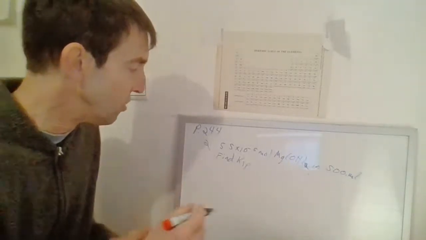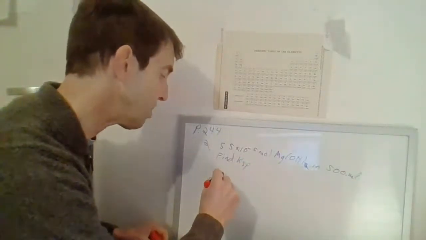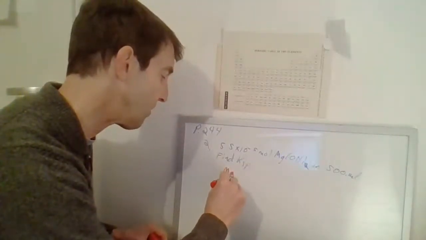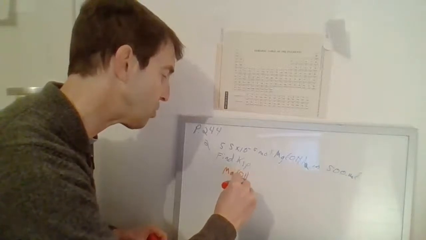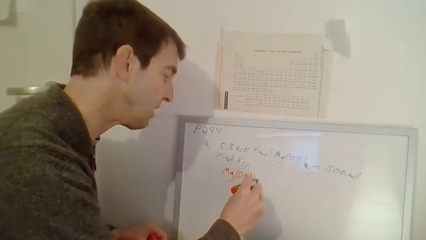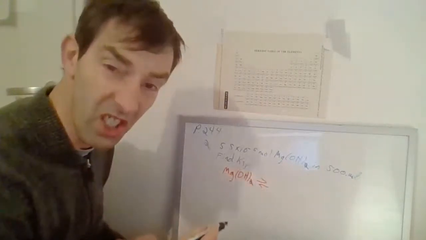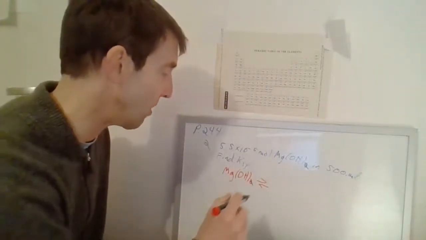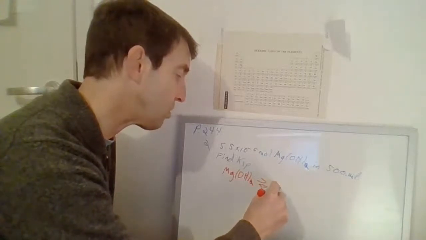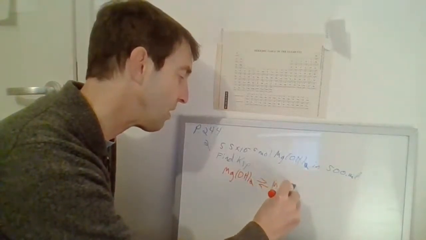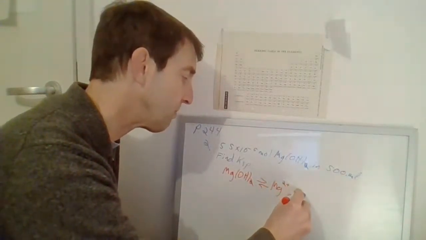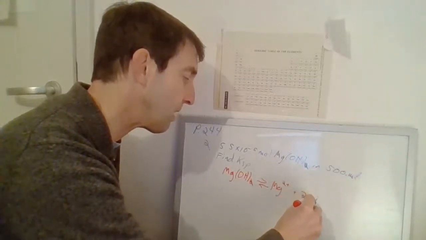What you do is you take it as a solid, Mg(OH)2 in this case, and show the sucker breaking up into parts. Show it dissociating, right? Falling apart. So I got Mg2+ and 2 OH-.